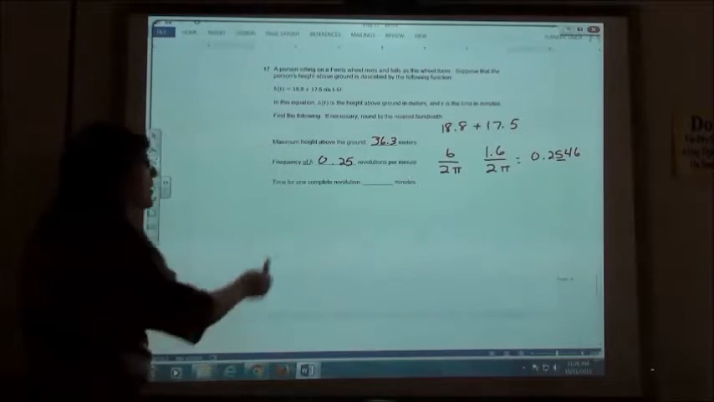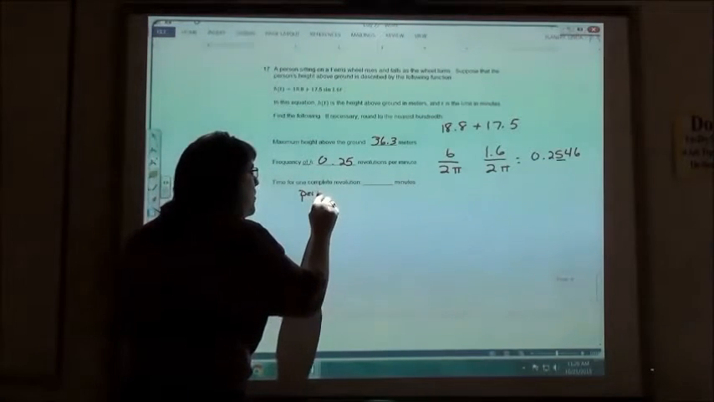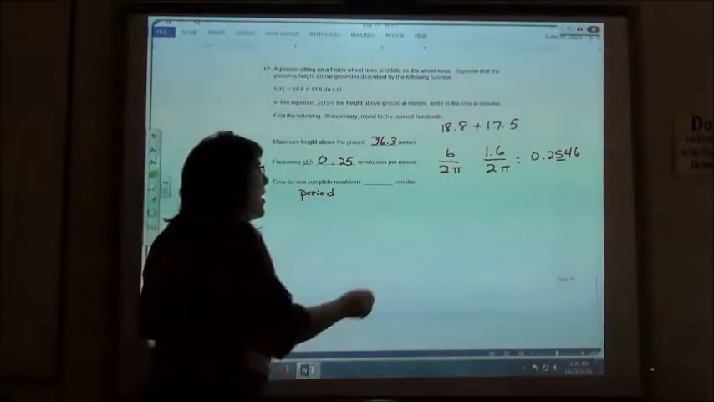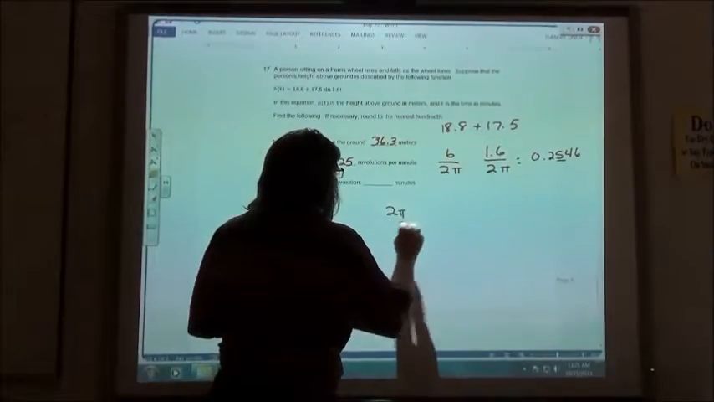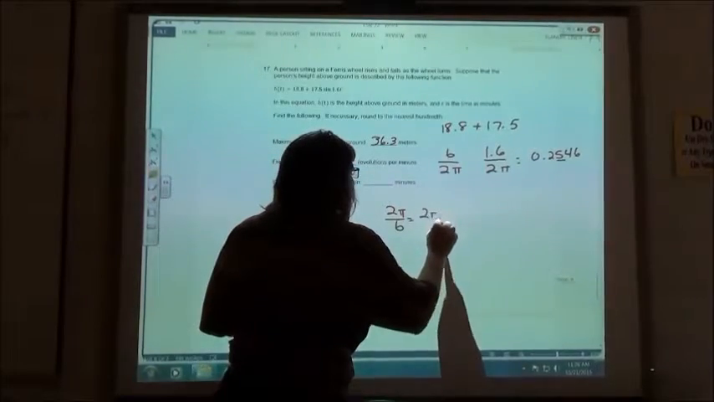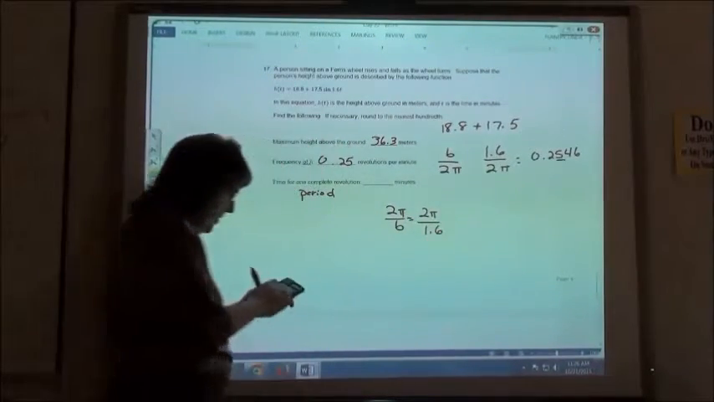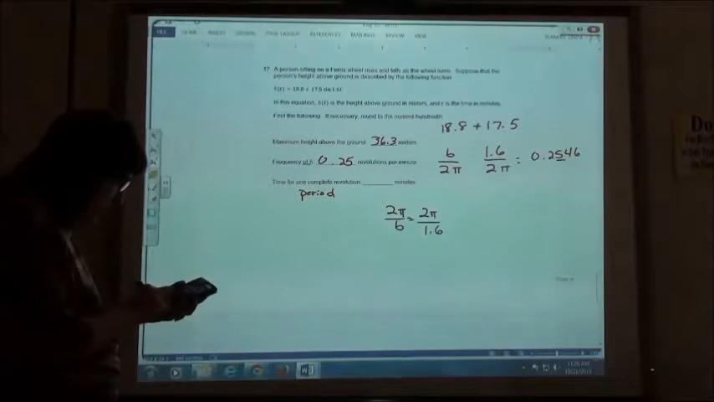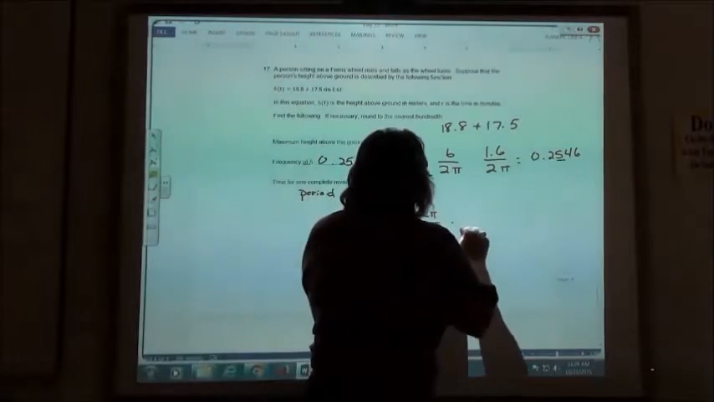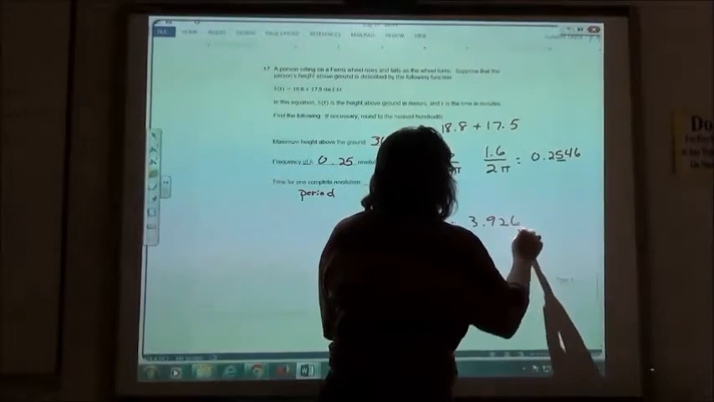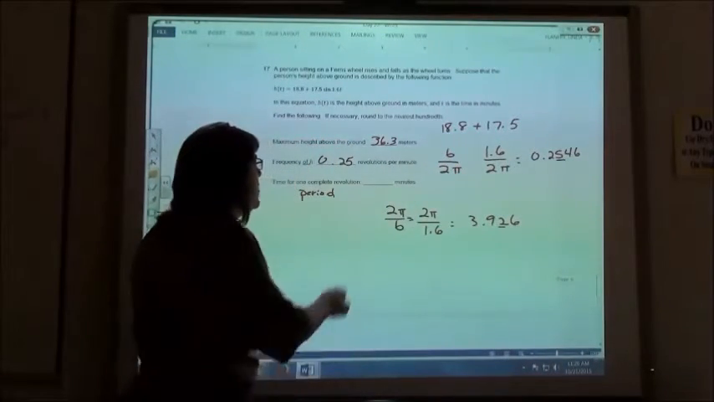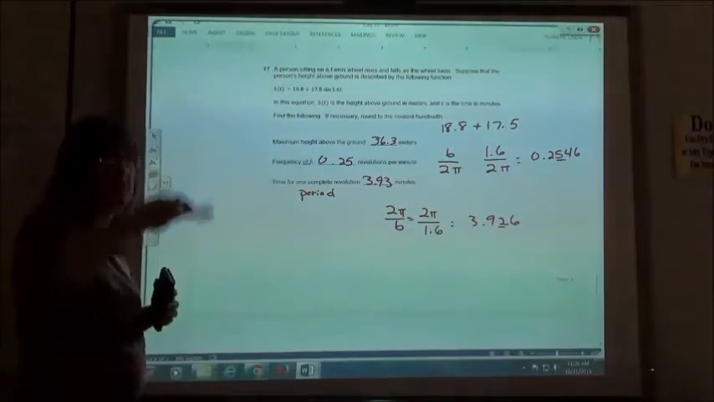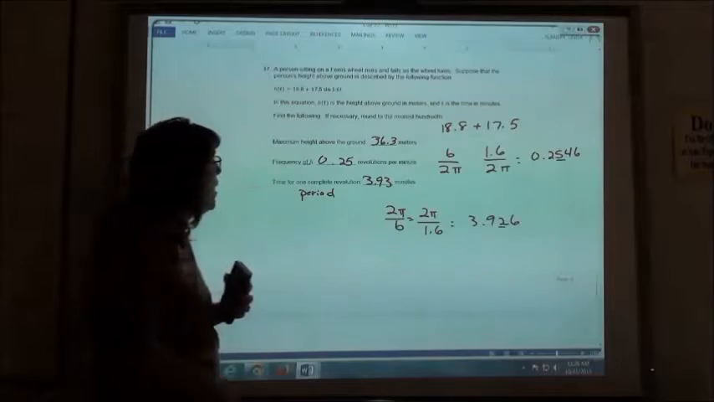The time for one complete revolution is asking for your period. The period is one complete cycle, right? So I'm going to say that I have 2 pi over b, so 2 pi over my 1.6. So 2 pi divided by 1.6 gives me 3.926, rounding that off to the nearest hundredth, 3.93 minutes is how long it would take to do one revolution on my Ferris wheel.